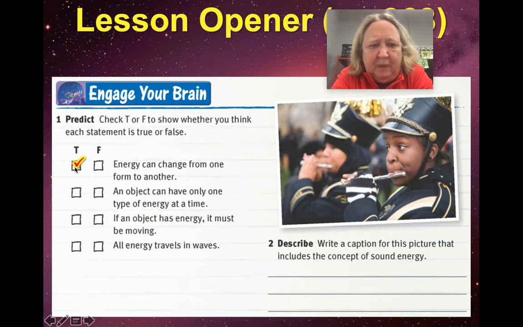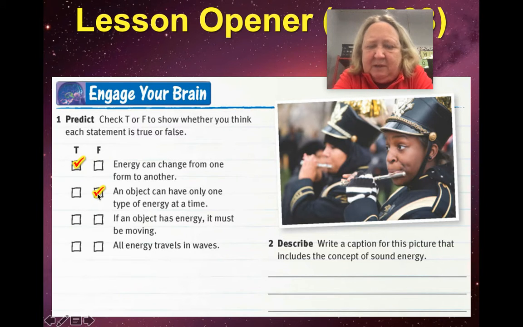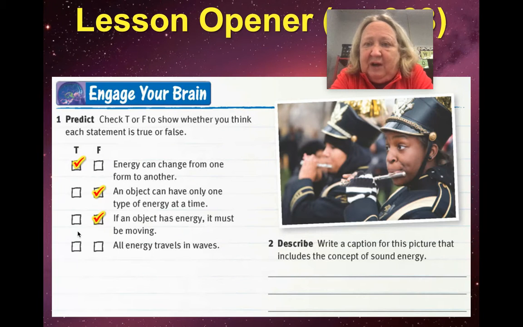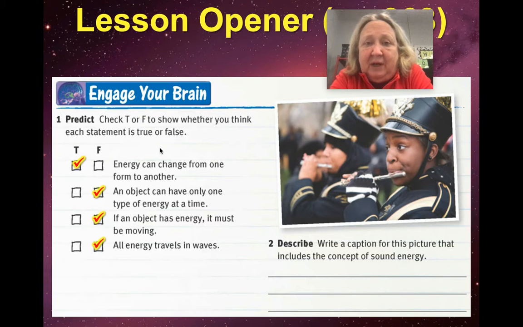So true. Can it only have one type of energy at a time? So can it be only gravitational potential and nothing else? Well, no, that is false. It can be a couple types more than that of energy at a time. If an object has energy, it must be moving. So if you say something has energy, it has to be moving. Nope, that is false. And all energy travels in waves. Remember, like sound waves? Well, that is actually false. Yes, there are sound waves, but energy travels in different ways.